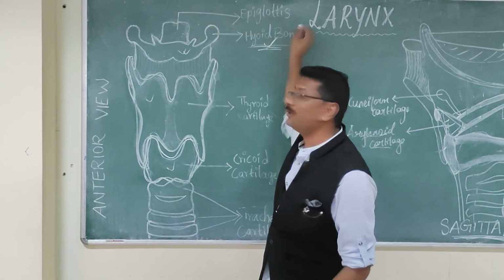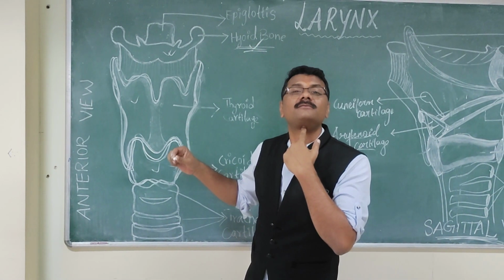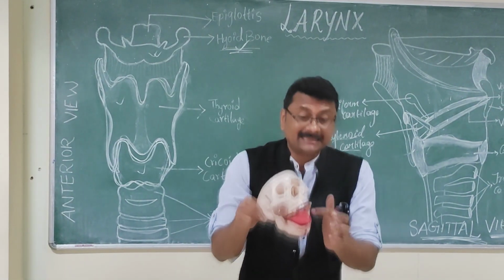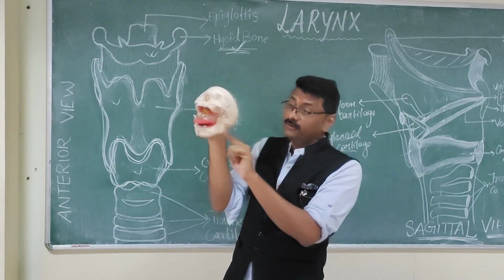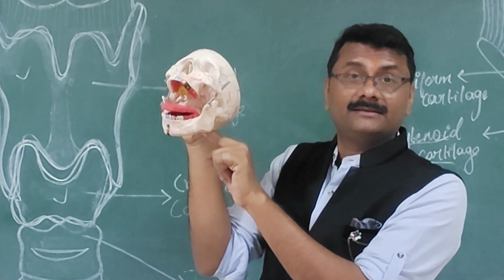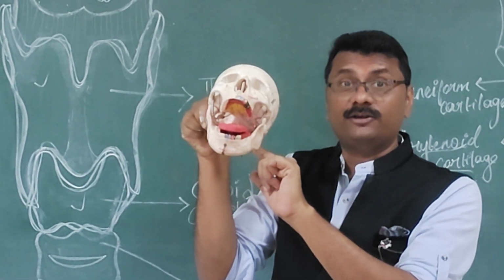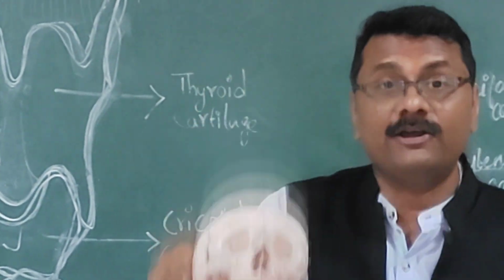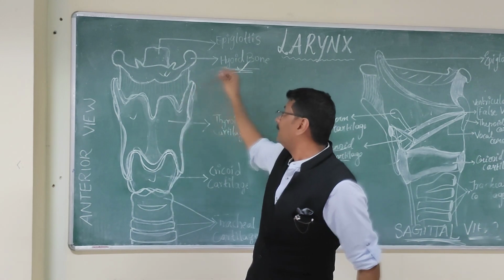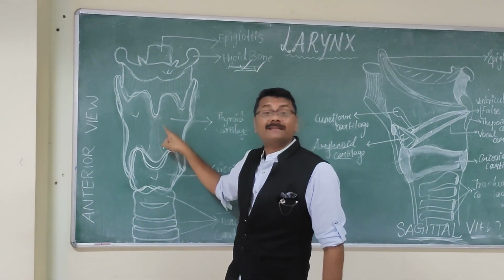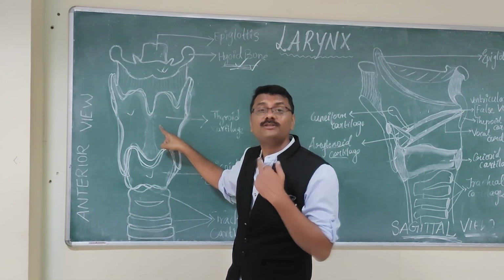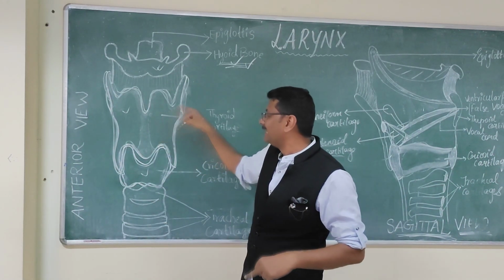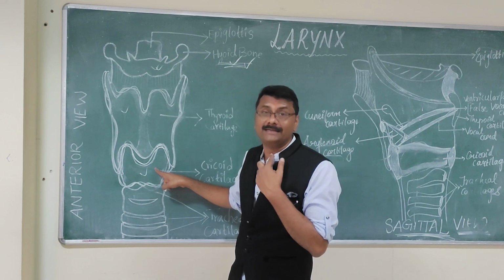The first is the hyoid bone. Above it is the tongue. The tongue is attached to the hyoid bone, and the larynx is suspended by the hyoid bone, so the hyoid bone is important. Then we have the thyroid cartilage, because of which you have the Adam's apple or the thyroid notch here, and below it is the cricoid cartilage.